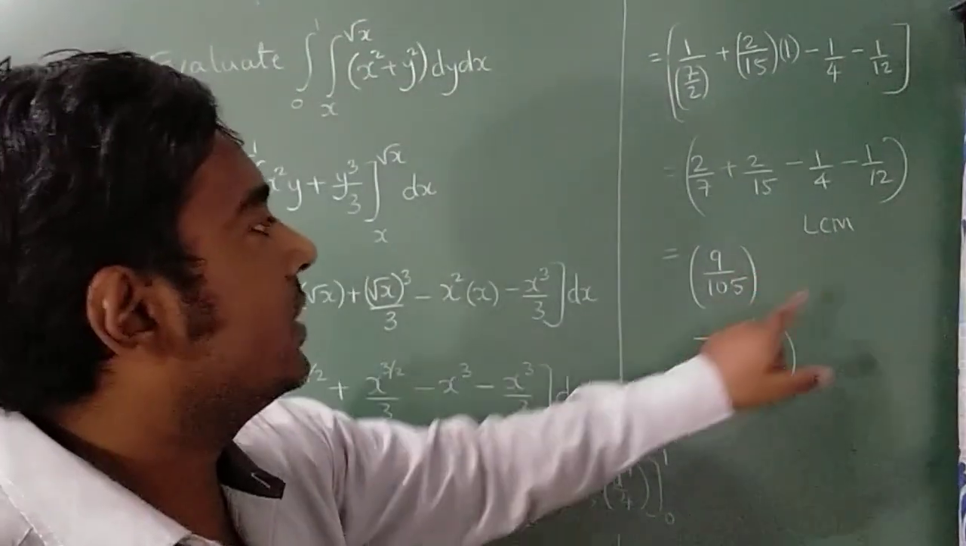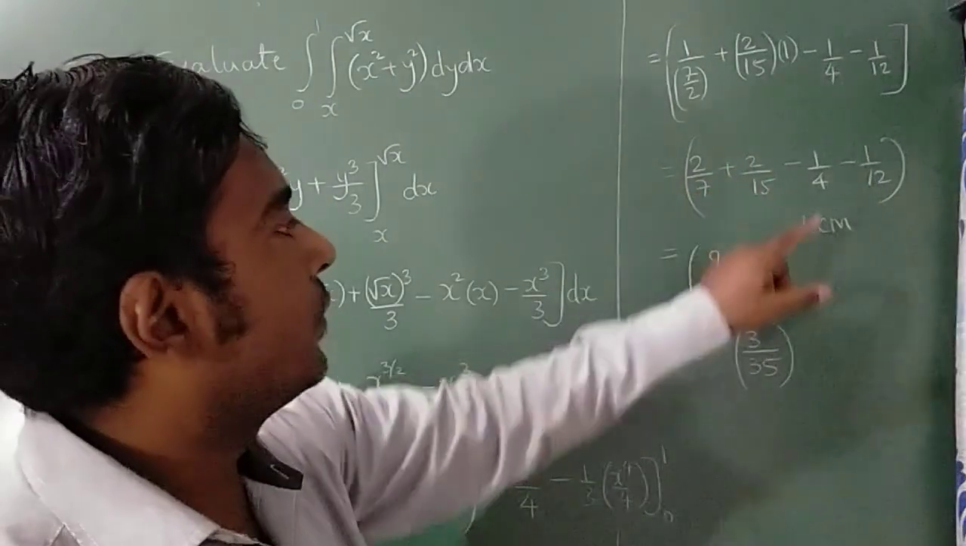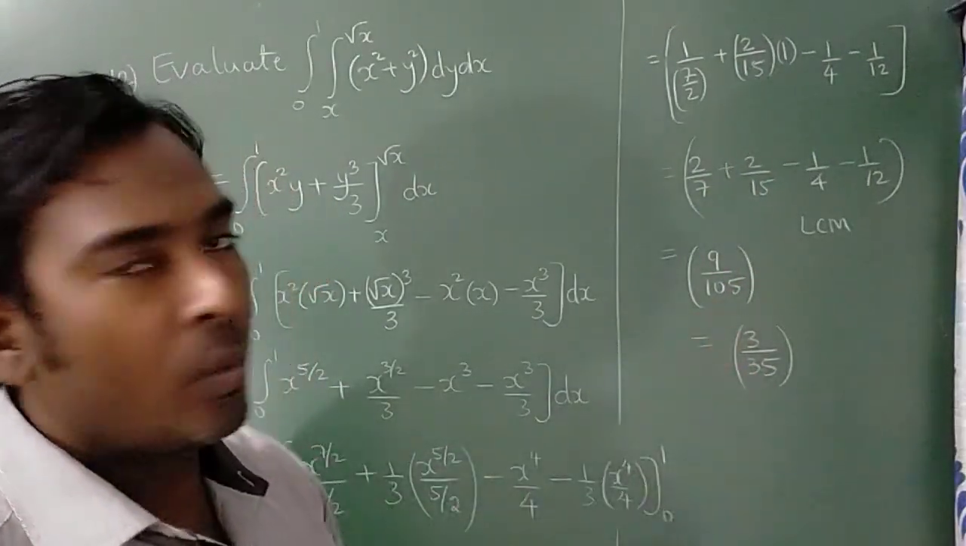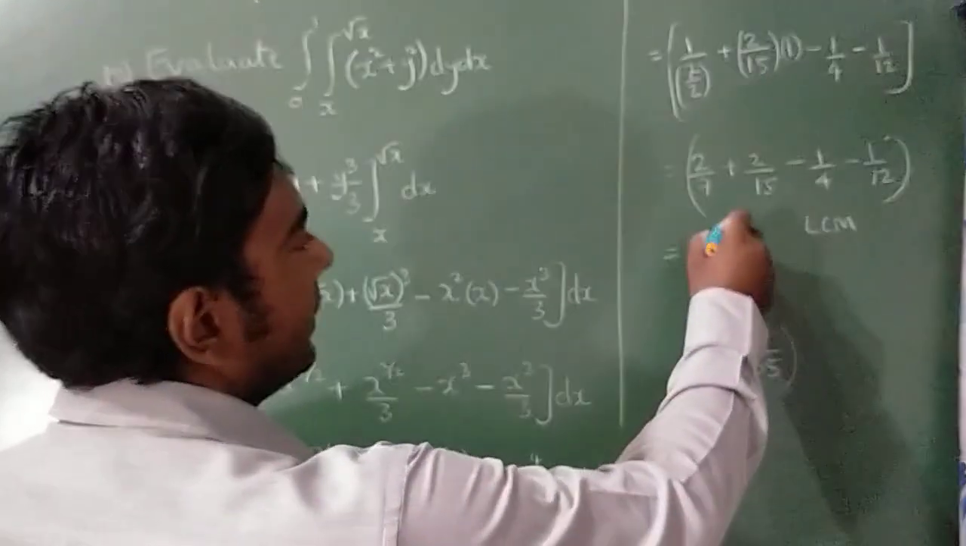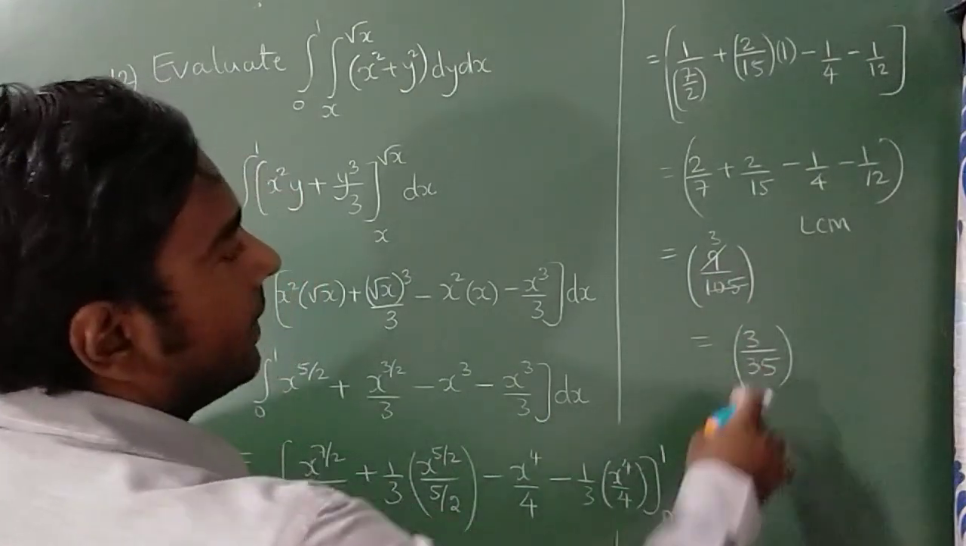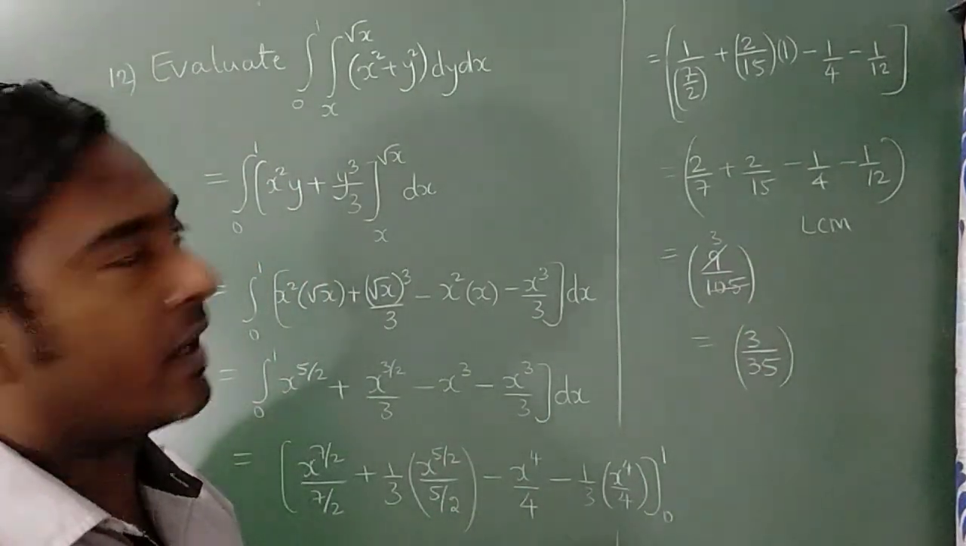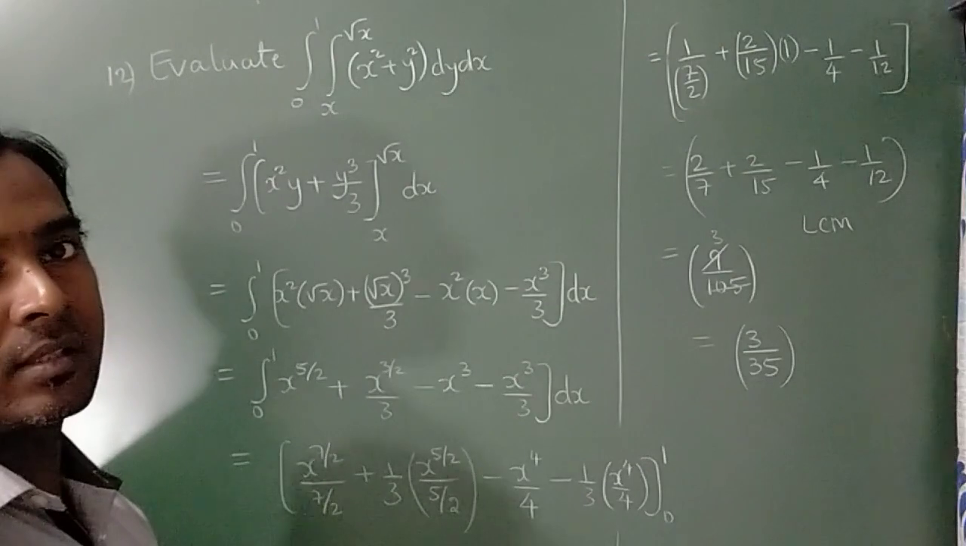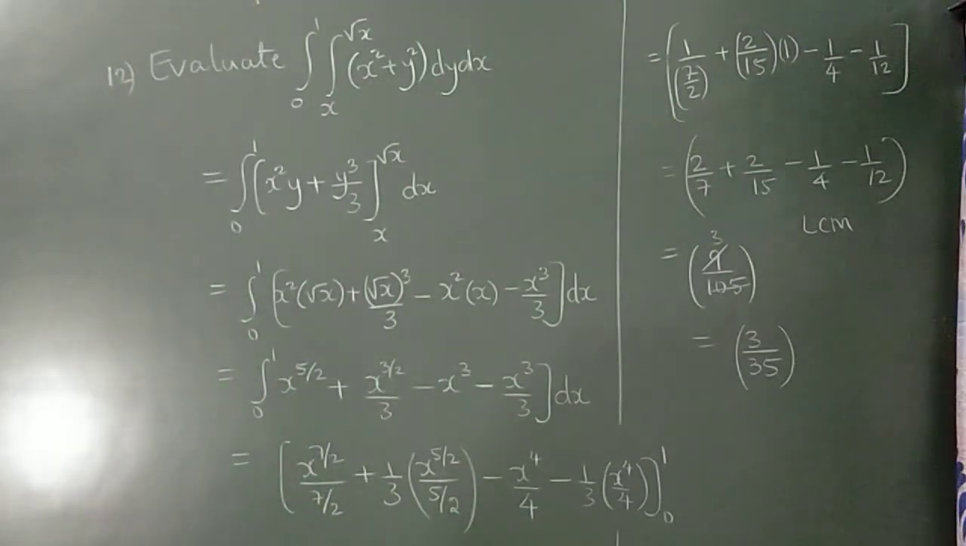Now take the LCM of this. You will get 105. And if you solve, you will get 9 by 105. Now it goes in 3's table. 3 3s are 9. 3 35s is 105. So this completes your second sum. Let's move on to the next sum.